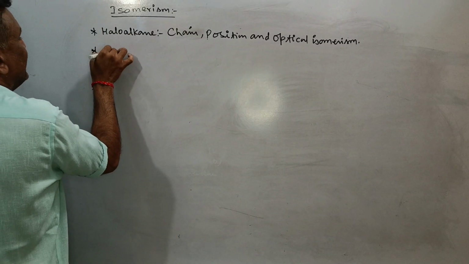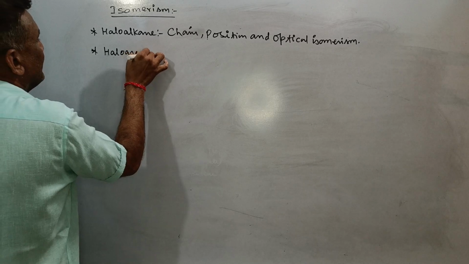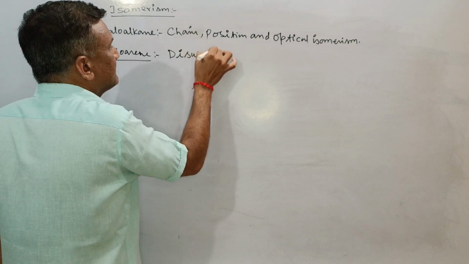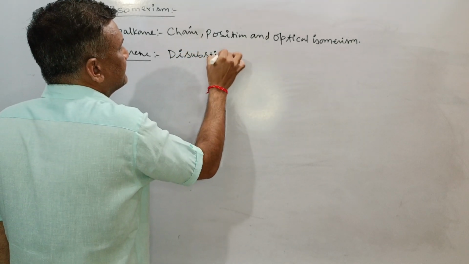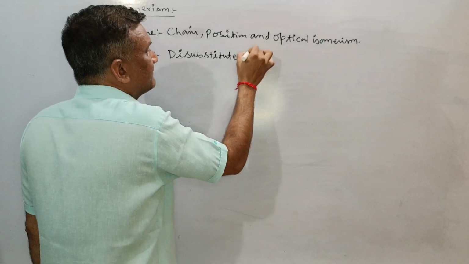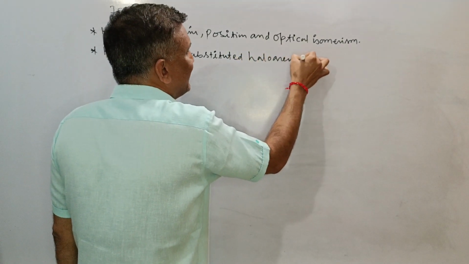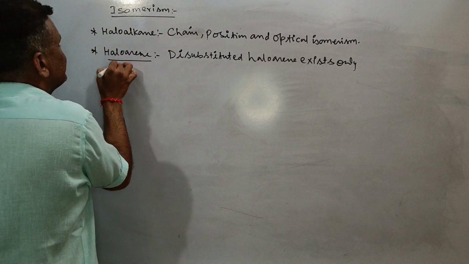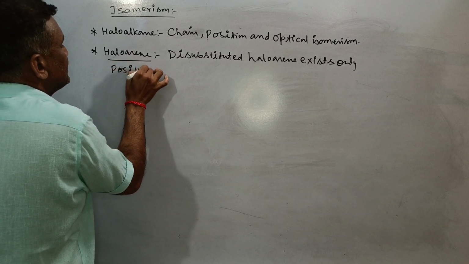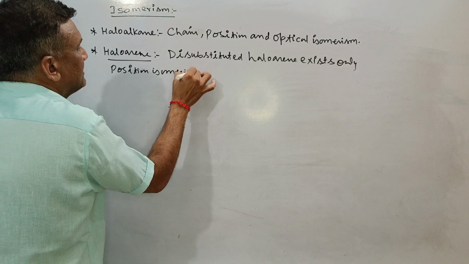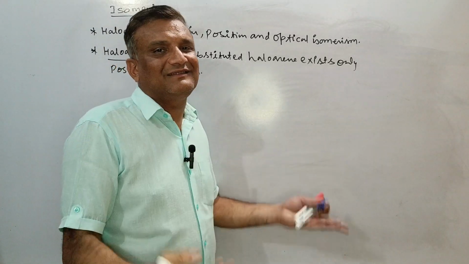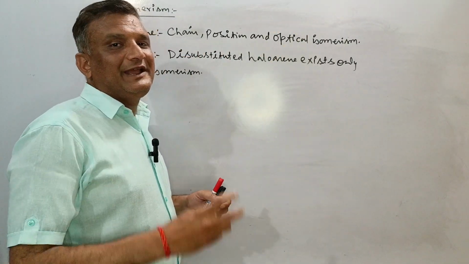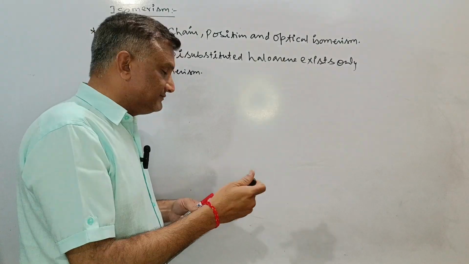Now it is time to discuss the haloarine. Haloarine, only disubstituted haloarine, exists only in position isomerism. As you can say ortho, meta and para, there are three position isomers for the benzene. To explain these statements, we'll take just 3 to 4 most important examples.